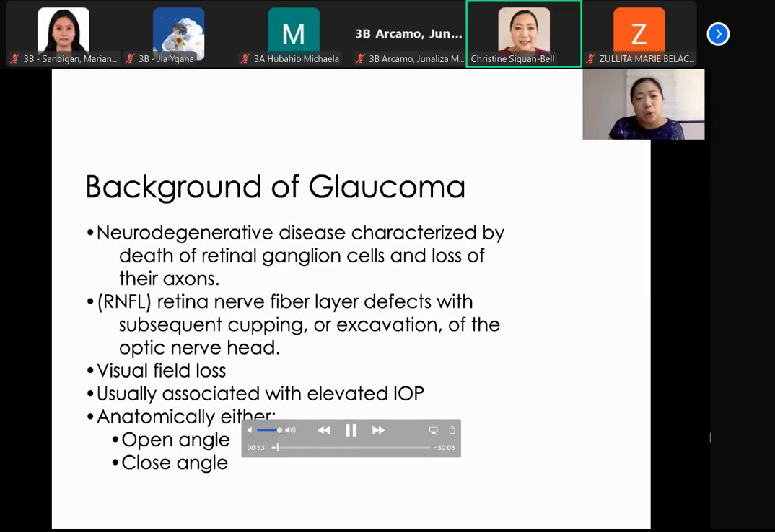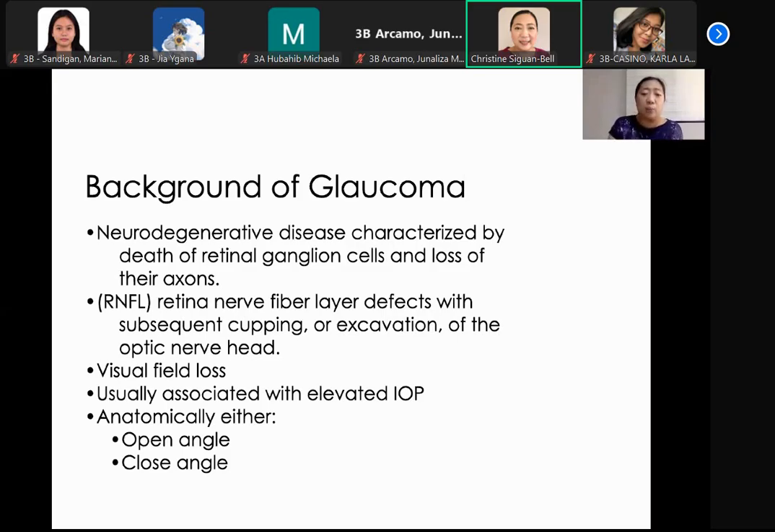Glaucoma is a neurodegenerative disease. It is characterized by death of the retinal ganglion cells and the loss of their axons. The retinal nerve fiber layer defects will have subsequent optic nerve cupping, excavation, and other optic nerve changes. There will be an equivalent visual field loss for patients with glaucoma, and they are usually associated with an elevated intraocular pressure. Anatomically, glaucoma could either be open angle or closed angle glaucoma.